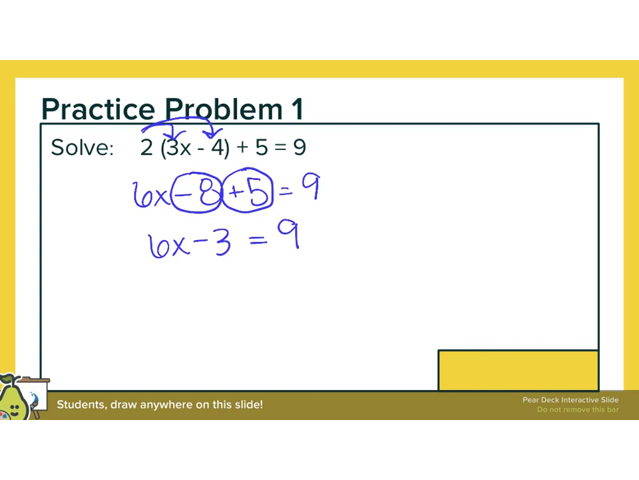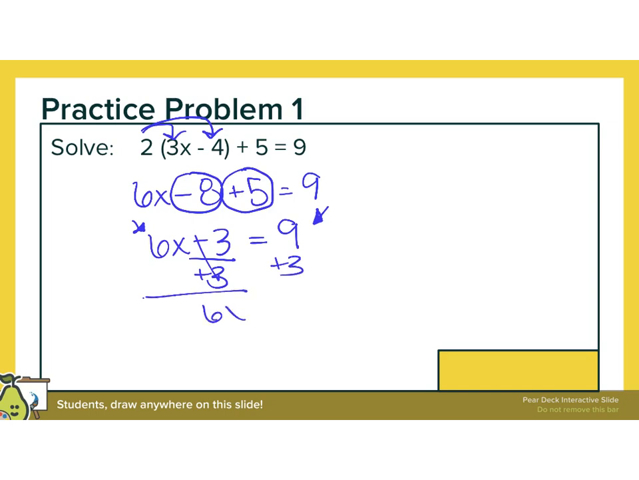Step 3, get the variables on the same side. I only have one variable, and it's over here on the left, so there's no step 3. Now I need to get my constants on the other side. I want my constants over here on the right. So I need to get rid of this minus 3 attached to my variable. I do the opposite by adding.